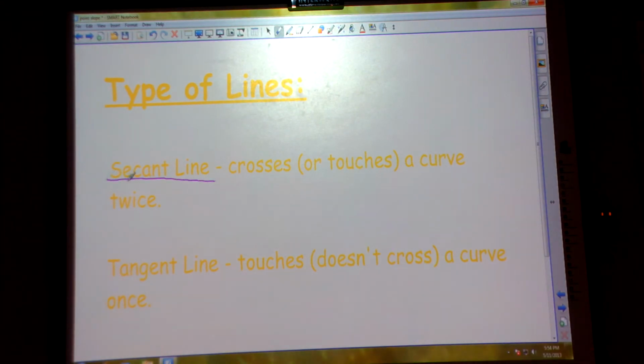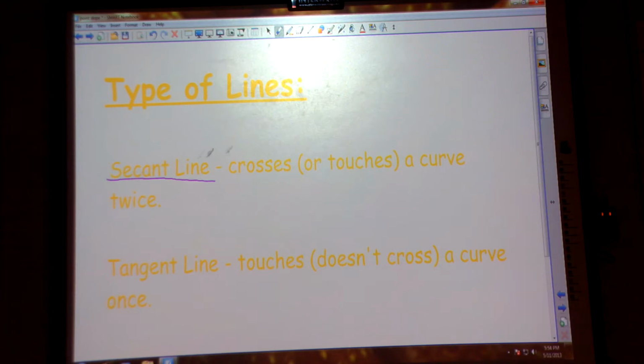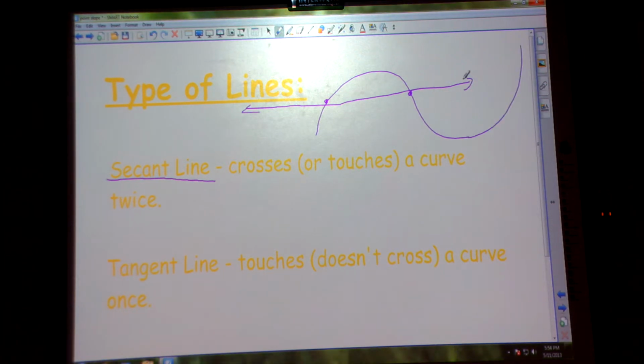A secant line touches twice. It can't cross or touch, it doesn't matter. If you have a secant line, that means you have a curve and you have 2 points that it goes through. Pretend that's a line. That's a secant line. Now, it might hit a third time down the road, it doesn't matter. But if you have 2 points, the line that connects them through a curve is a secant line. I always remember that as secant and second. It's going to hit twice.